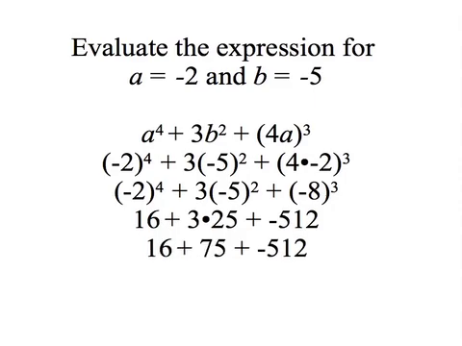Of course, we have to do 3 times 25 in the next step. And then we add, and the first two make 91. And the 91 plus negative 512 is negative 421.